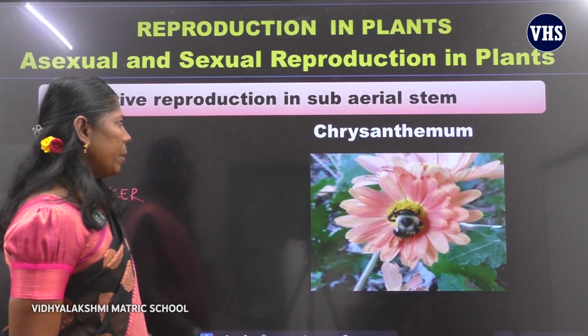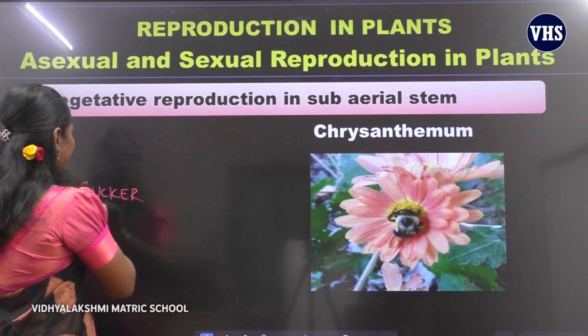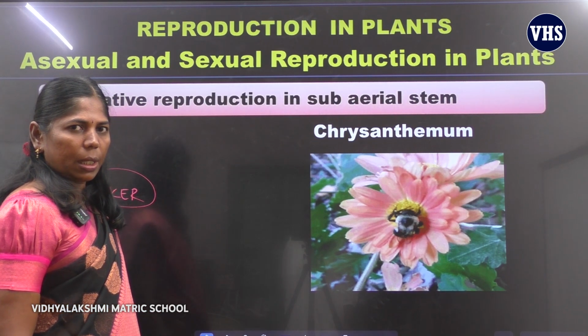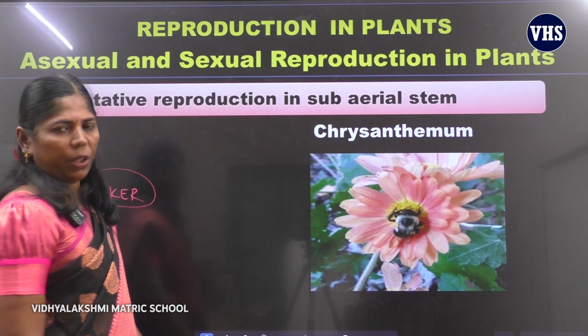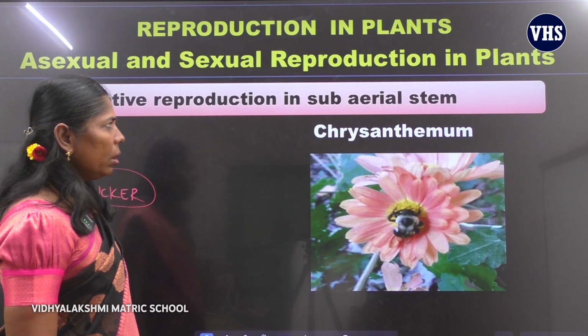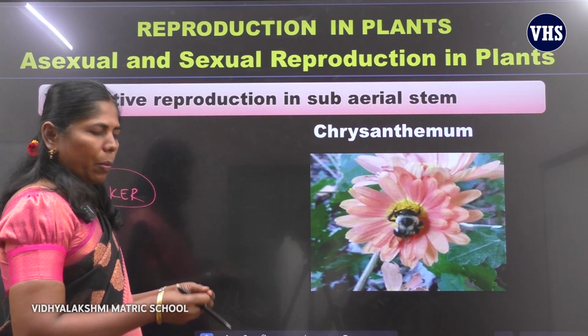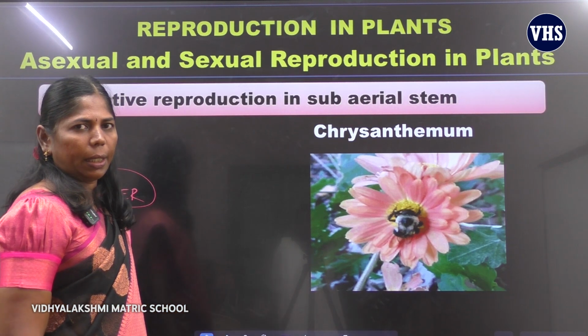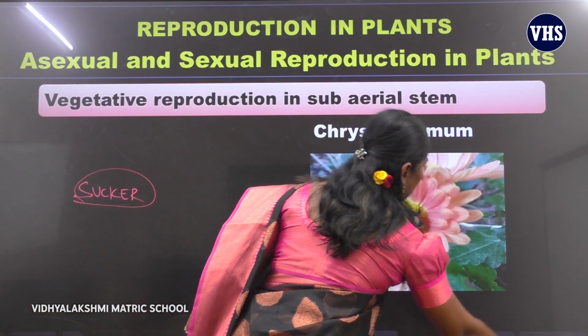And next chrysanthemum. Chrysanthemum comes under the heading sucker. Sucker is a subaerial modification. Here also, small branches along with the roots will grow as an entire plant.